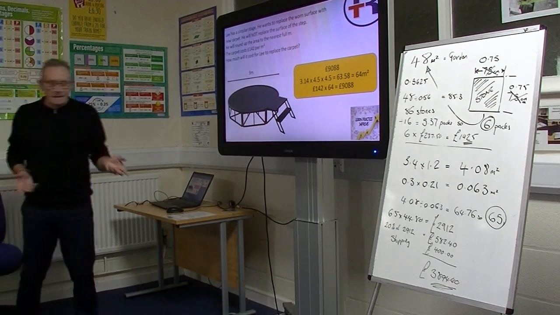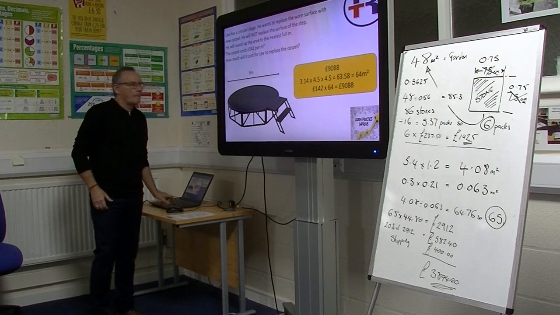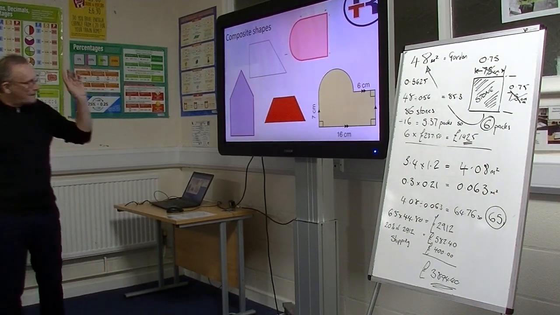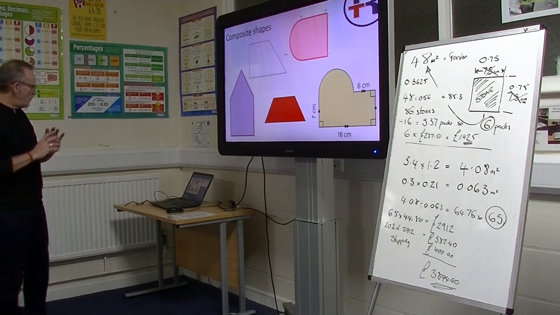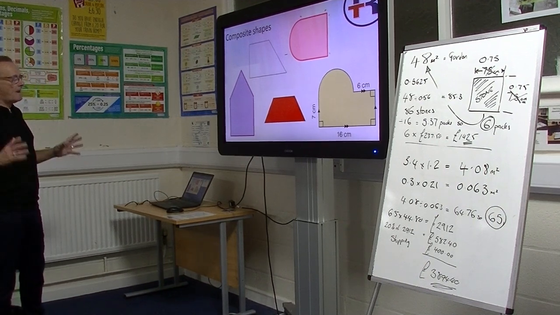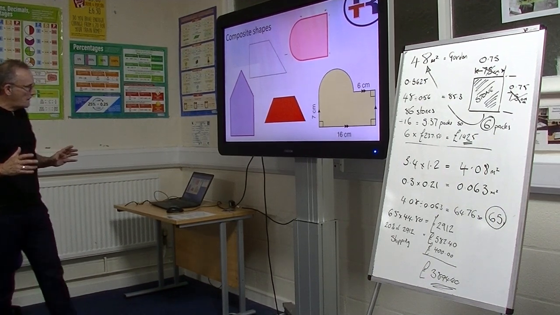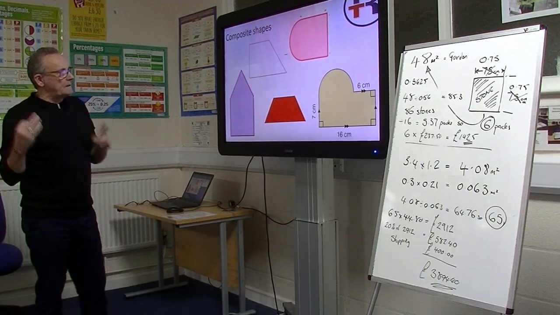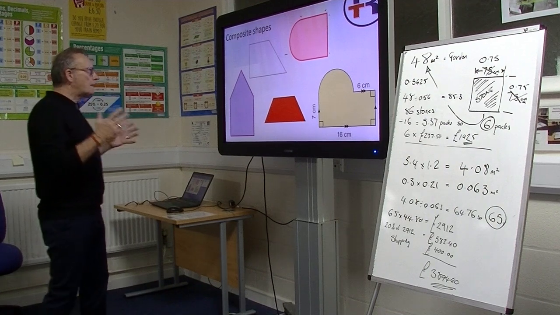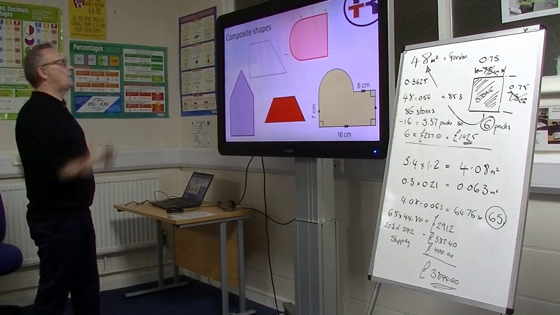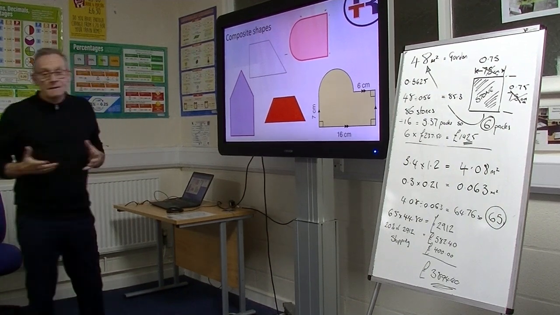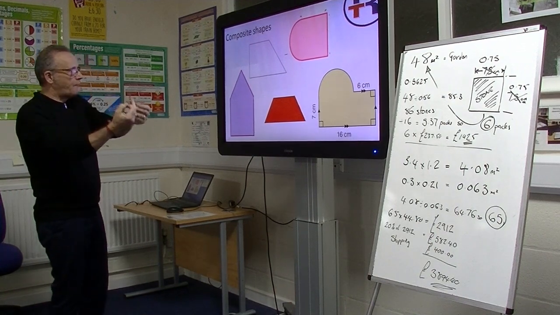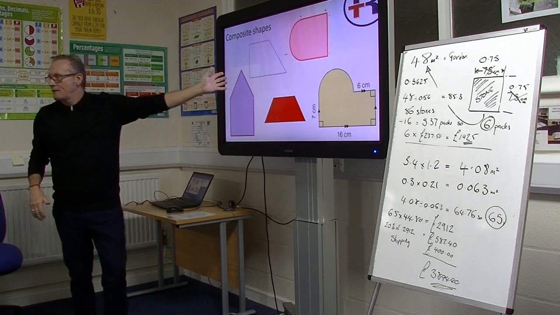You know what's coming next. Composite shapes. Shapes like this, okay? Really, really popular in the exam. And again, this is the skill. You've got to be able to recognise what these shapes are made up of, because it's going to take you now more than one calculation, more than one formula to work out these kind of areas.